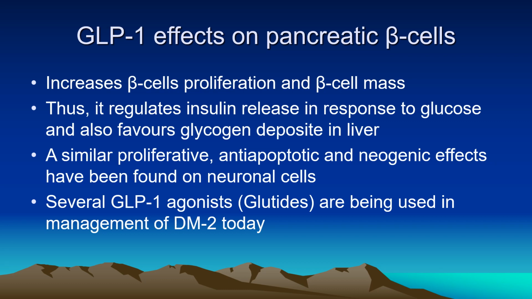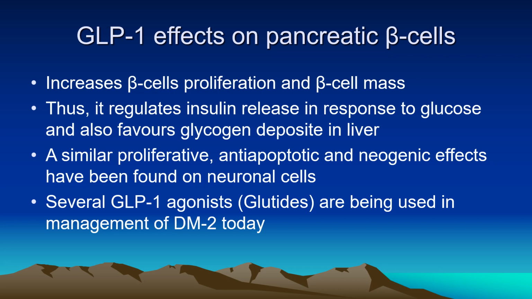Pancreatic beta cell proliferation occurs under the influence of GLP-1, and there is an increase in the beta cell mass. Therefore, the insulinotropic and beta-cytotropic action of GLP-1 is important in maintenance of glucose homeostasis and favoring glycogen deposit in the liver. A similar proliferative, anti-apoptotic and neogenic effect has also been found on the neuronal cells. That means a neuroprotective effect could be there.